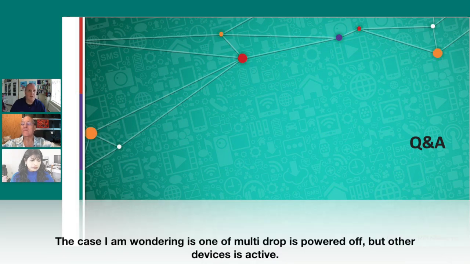Yeah, there's a clarification. The case he's specifically wondering about is multi-drop with one device powered off, but other devices active. This is taken care of through the way the handovers are done between the devices that want to communicate on the bus, and the protocol takes care of this. If you need more information, we can point you to specific chapters to refer to and see how this works.